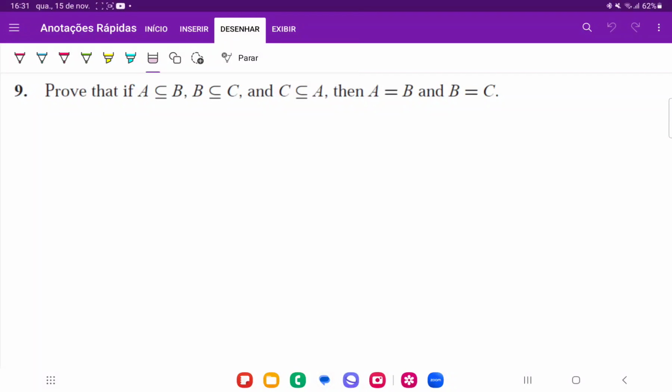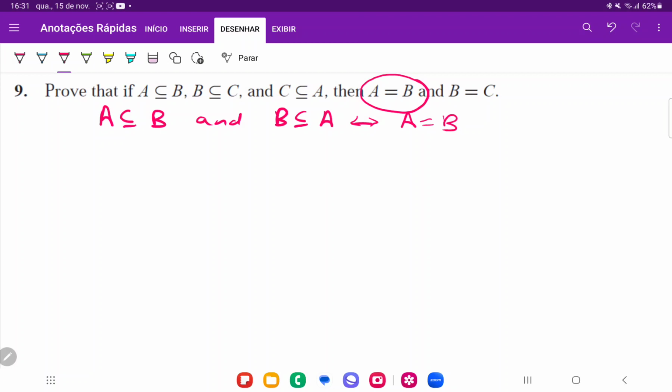Okay, so for number 9, we want to prove that if A is contained in B, and B is contained in C, and C is contained in A, then A is equal to B, and B is equal to C, right? So the first thing that we are going to prove is that A is equal to B. For us to prove that A is equal to B, we have to prove a double inclusion. We have to show that A is a subset of B, and B is a subset of A. If we show a double inclusion, we have shown that A is equal to B. So let's first show that one.